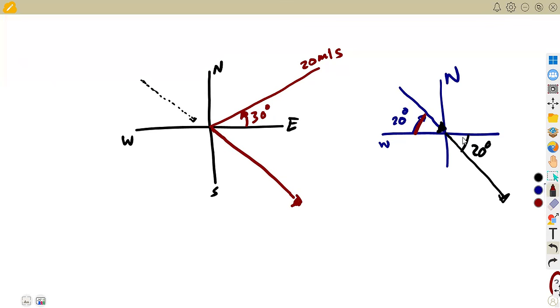This angle is 20, so this angle is going to be 20. We need the angle that is going to be taken to the horizontal. So this angle here is 20 degrees. What was the speed of this current? It was at 10 meters per second. So it is the same 10 meters per second on this side.